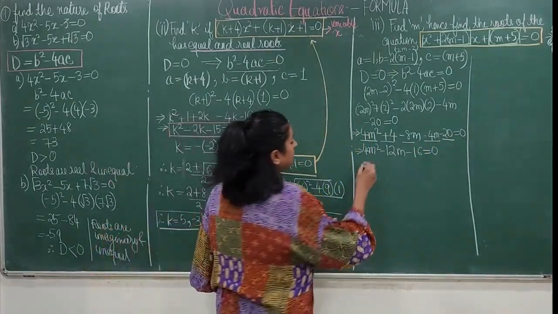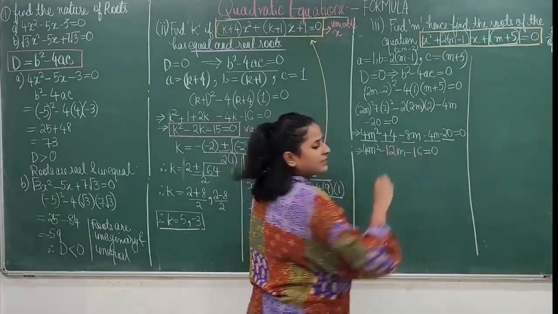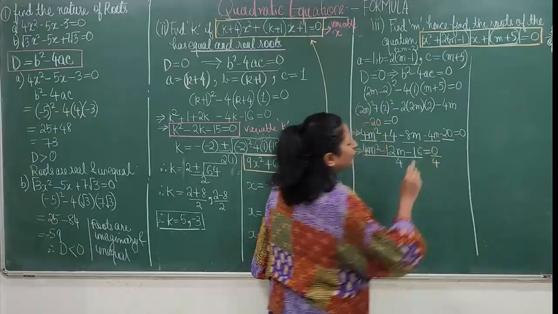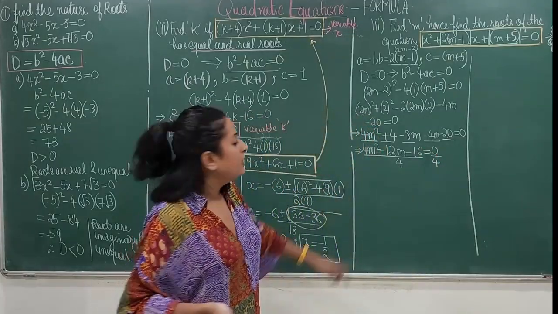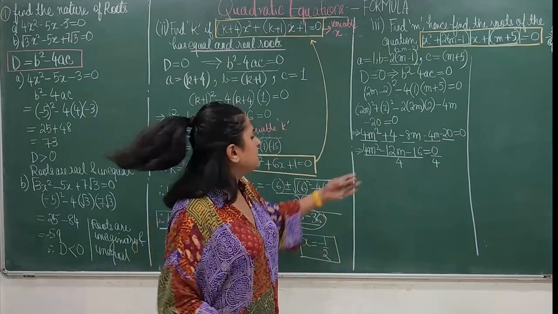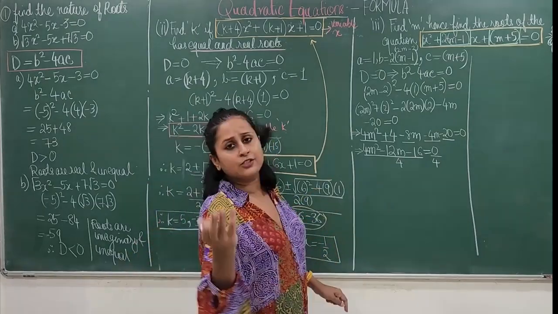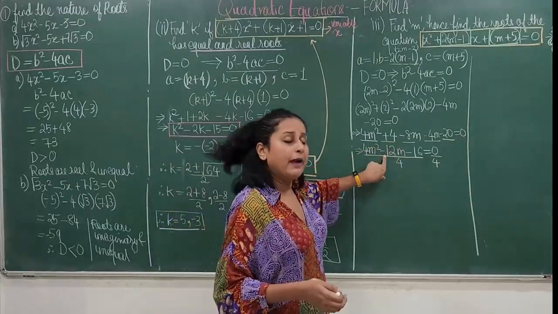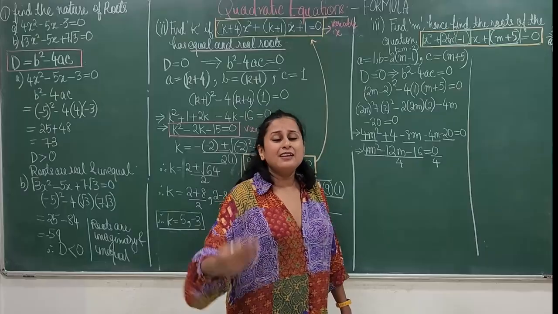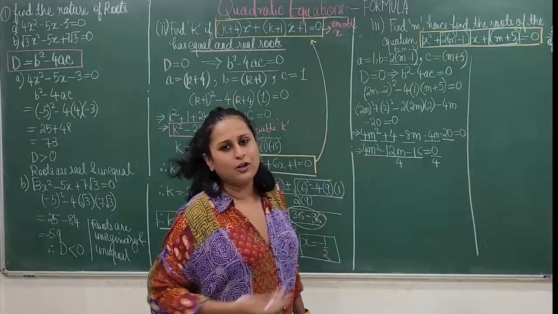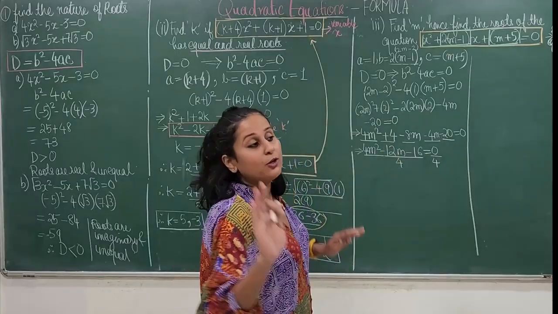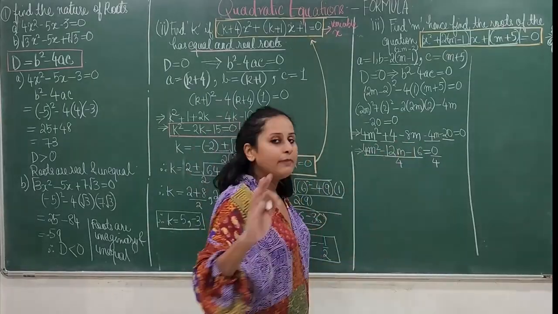Further simplification is possible. 4, 12 and 16 are multiples of 4, so I can divide by 4. If both sides are divided by 4, 0 divided by anything remains 0. If it doesn't strike you to do this step, no problem. Simply put it in the equation. Your coefficients of m square will be 4, of m will be minus 12 and your constant will be minus 16. You will still get the correct answer. Only thing is the further solution becomes a little tough because the numbers are bigger. So if it strikes you, divide both sides by 4. It is possible only because 4, 12 and 16 are all multiples of 4.